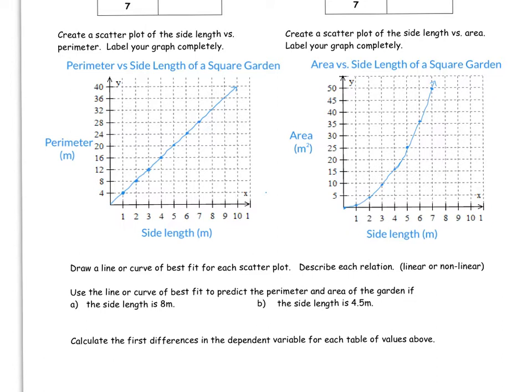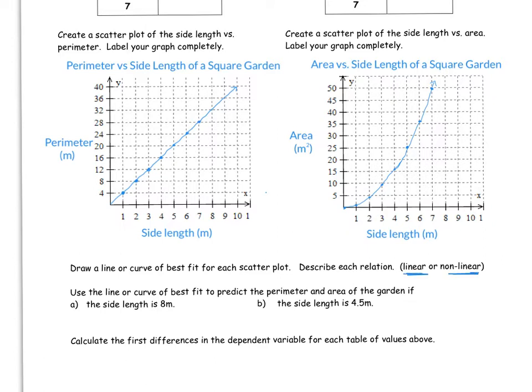However, when I look at the area versus the side length for my square garden, I noticed that this is a nonlinear relationship. It has a nice little curve to it. So it's an interesting fact that perimeter has a linear relationship compared to side length, whereas area isn't linear. So in terms of describing my relations, the first one is linear.